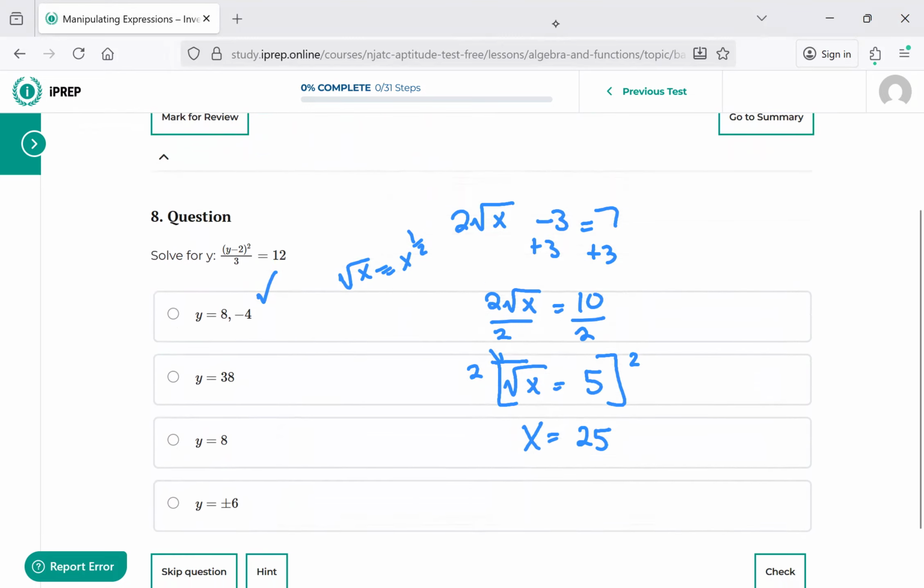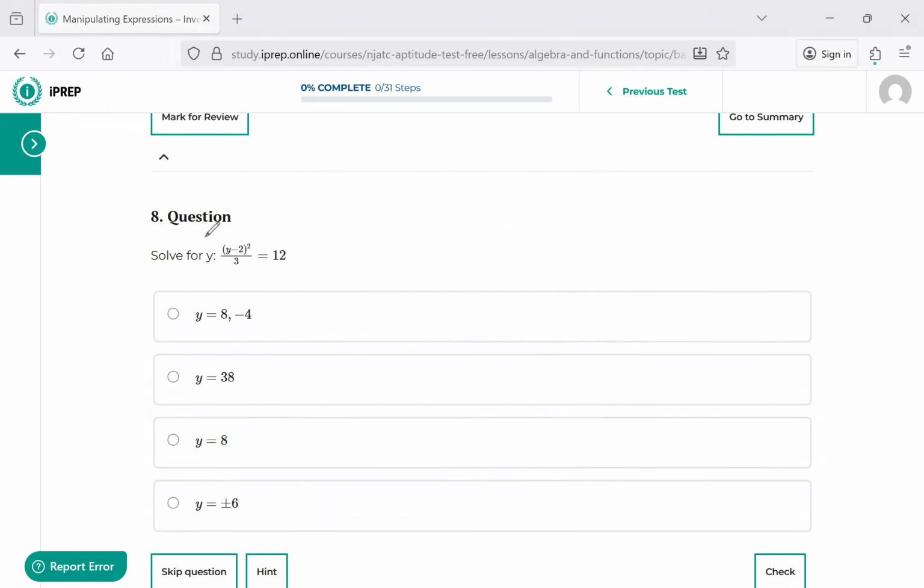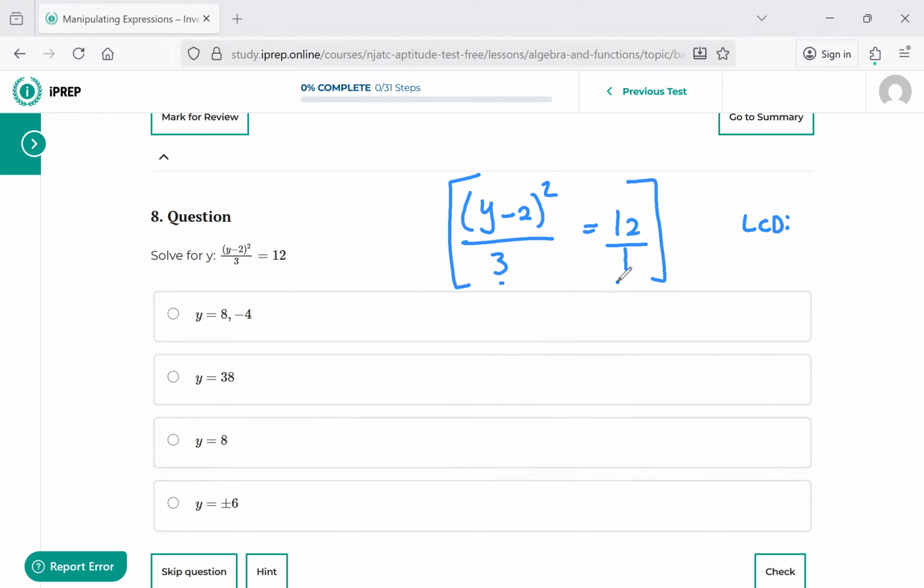Okay, question 8. Okay, so we have (y minus 2) squared over 3 equals 12. Okay, what would I do first? Let's get rid of this 3. To get rid of the fraction, you can multiply both sides by the LCD. If you look at the bottom, we have a 3 and a 1, so my LCD will be 3. So go ahead and multiply both sides by 3.